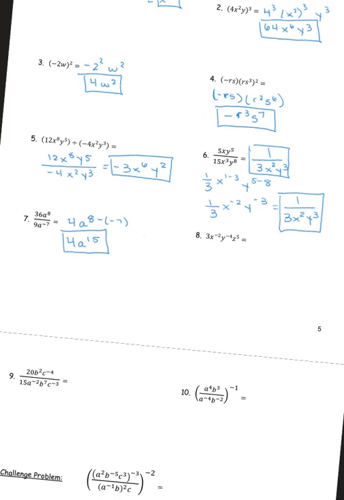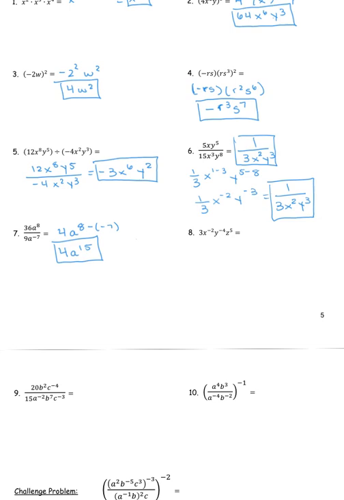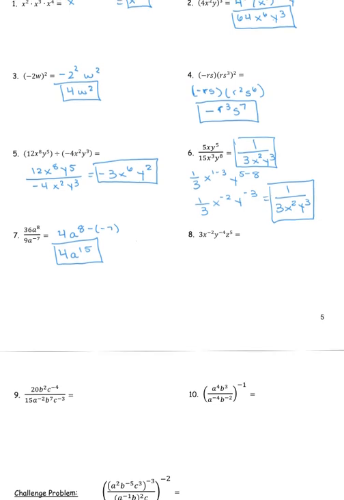So my 3 and my 5z, or z to the 5th, excuse me, are going to remain in my numerator. So my 3 and z to the 5th are going to remain in my numerator. Since my base of x and my base of y both have negative exponents, they're going to drop to the denominator. So I have x squared, y to the 4th.